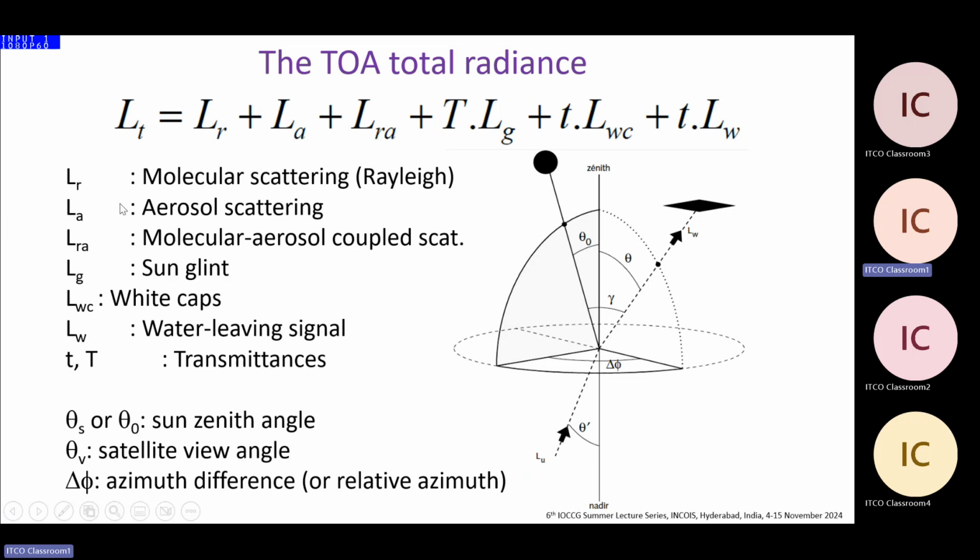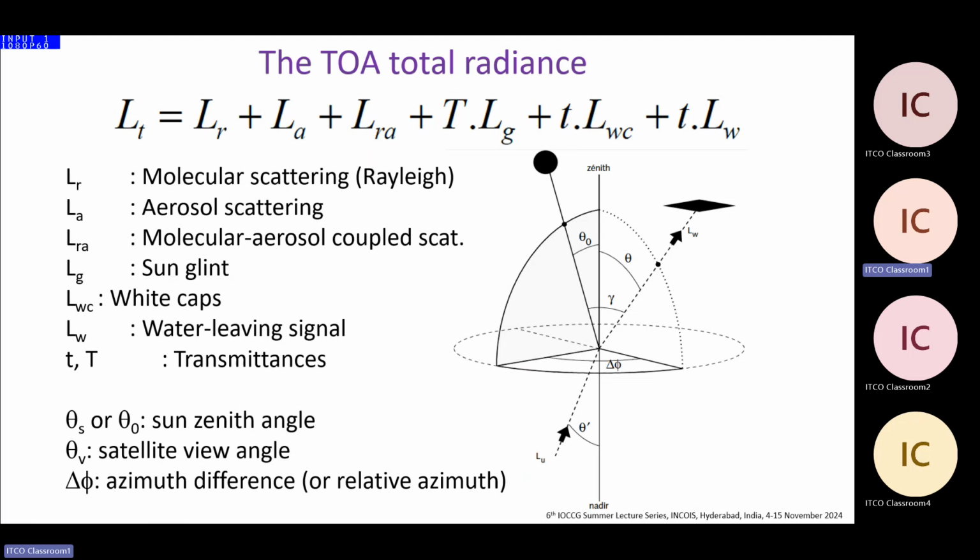Okay, so what do we have here? L with this small r subscript is for the Rayleigh molecular scattering. We will go into all of these terms in detail afterwards. Aerosol, and ra is for the coupling between molecular and aerosol scattering. There is no reason that photons are just either scattered by molecules or by aerosols. They can do both, of course. The sun glint, whitecaps at the surface, the water leaving signal we're interested in, and this small t and capital T for transmittance. The big T is for what we call the direct transmittance, so transmittance of a collimated light, like the direct sun glint, and the small t is what we call diffuse transmittance of a diffuse signal across the atmosphere.